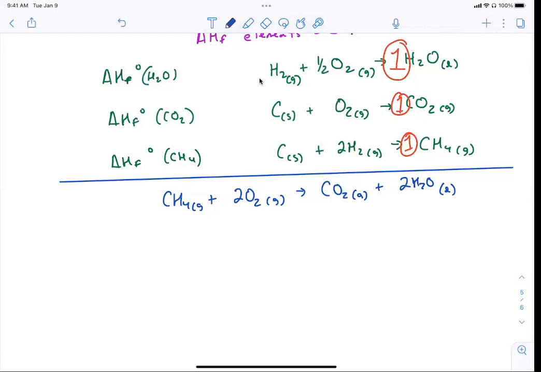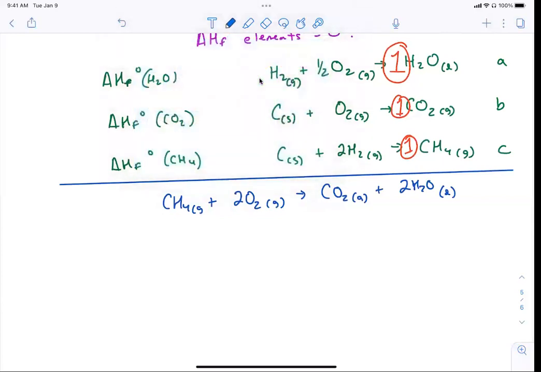Let me keep going. The data booklet will give you a value for this, this, and this: A, B, and C. We're just going to write that. CO2 is gas. Sorry, I didn't finish the G there.